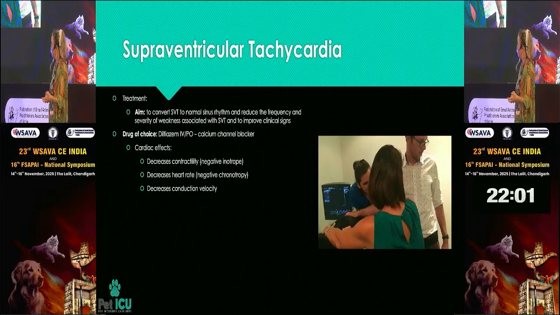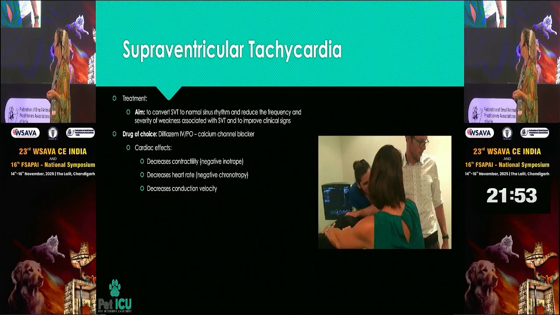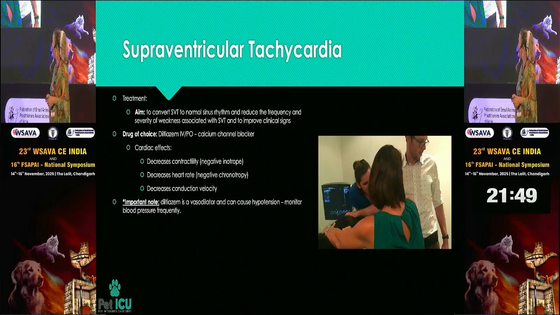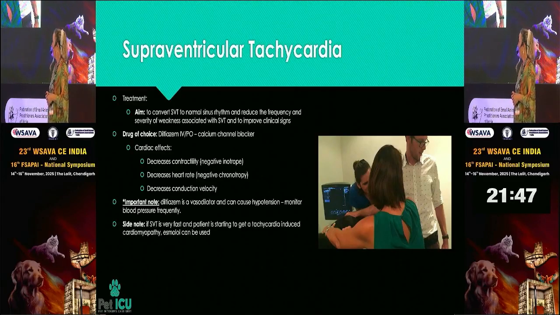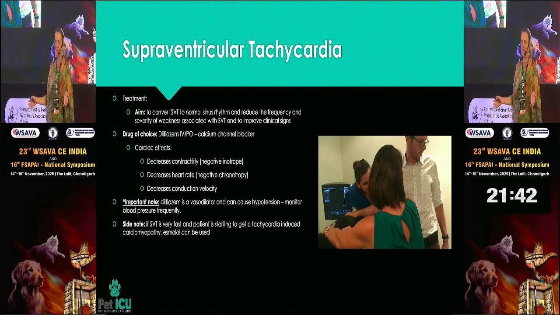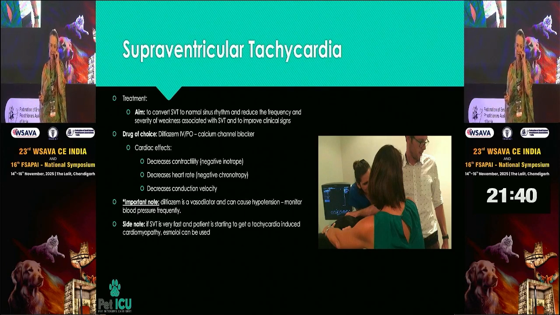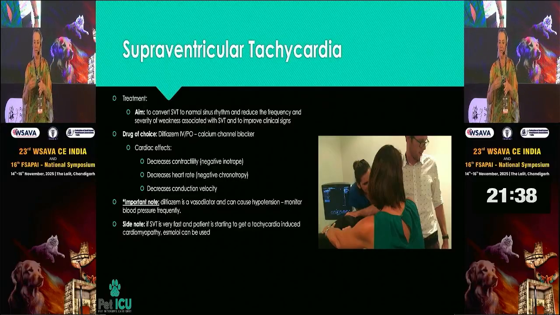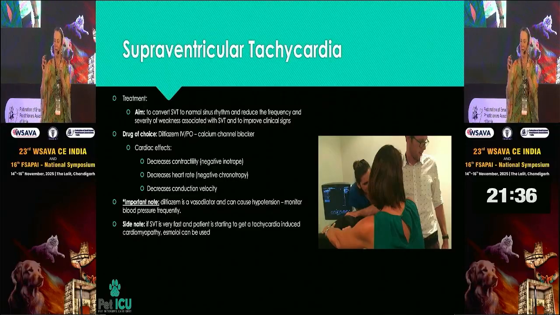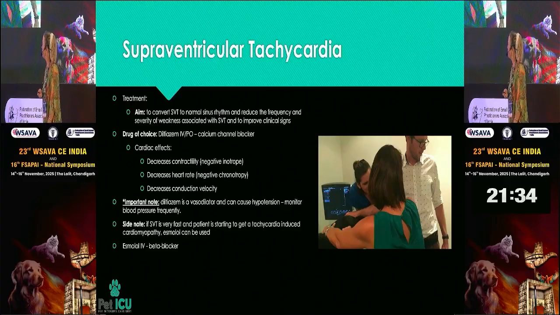We'd given diltiazem, and the effects of diltiazem can decrease contractility, decrease heart rate, and decrease your conduction velocity, which was what we were hoping to have. It hadn't worked. If you leave them in sustained supraventricular tachycardia, they can actually start damaging their own heart just because that heart rate's staying so fast.